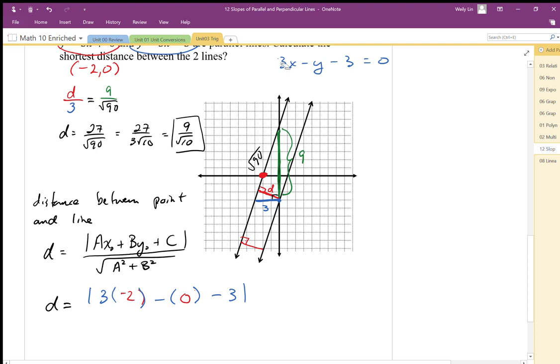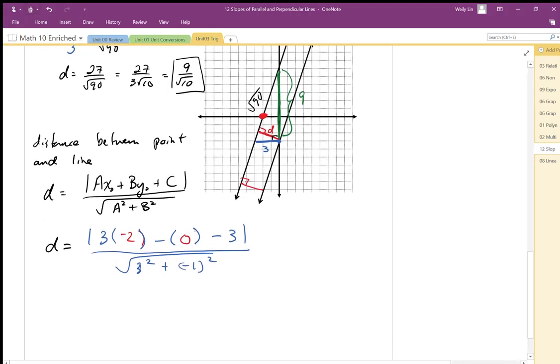Notice how all I've done is take this general form equation, that same one there, take the coefficients, and plug in the x and y of the point that I want to find the closest distance to. And then I'm going to divide that by the square root of a squared plus b squared. Calculating this out, the shortest distance is going to be -6 minus 3, absolute value, over the square root of 9 plus 1, which is 10. So I end up with the absolute value of -9 over root 10, and I get the exact same value.